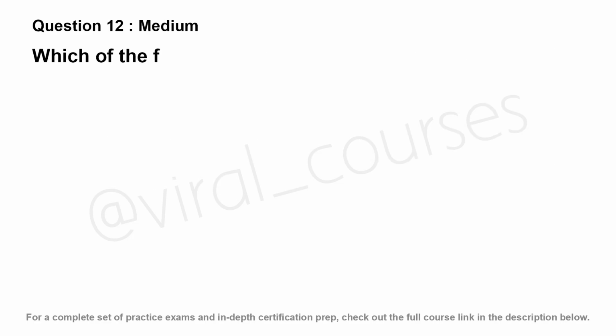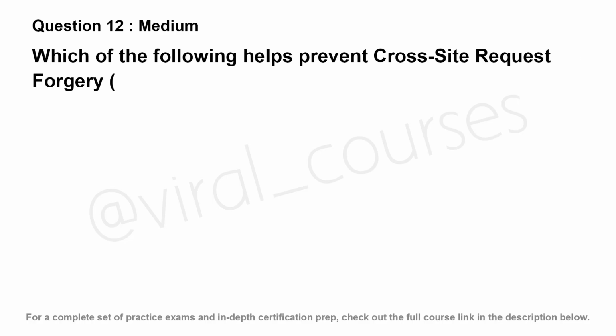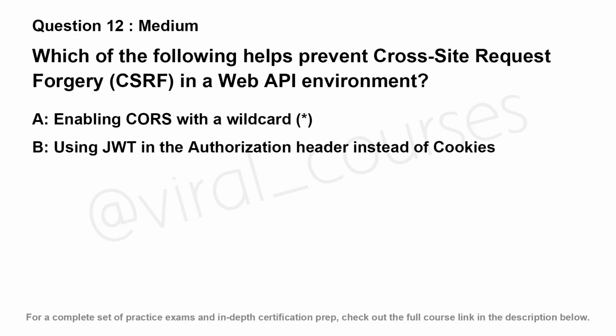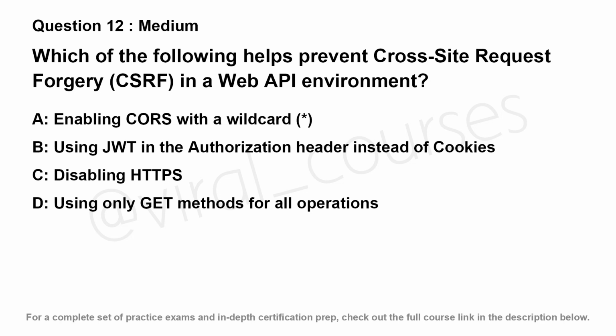Which of the following helps prevent cross-site request forgery, CSRF, in a web API environment? Option A, enabling CORS with a wildcard, asterisk. Option B, using JWT in the authorization header instead of cookies. Option C, disabling HTTPS. Option D, using only GET methods for all operations.